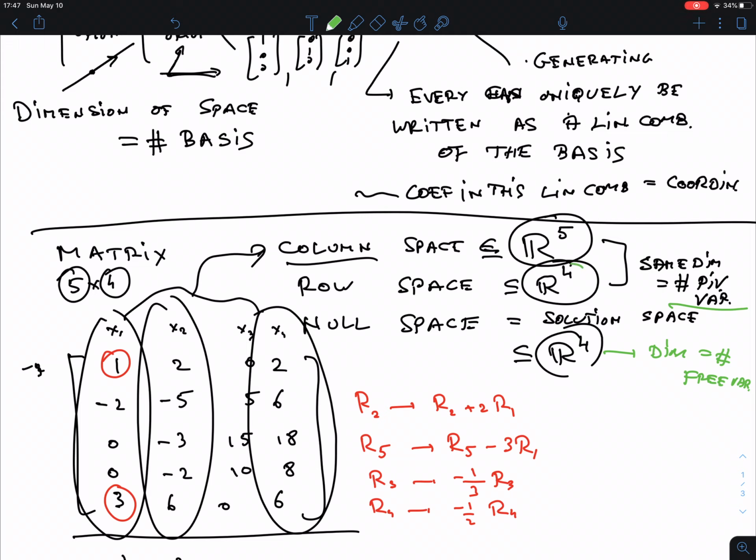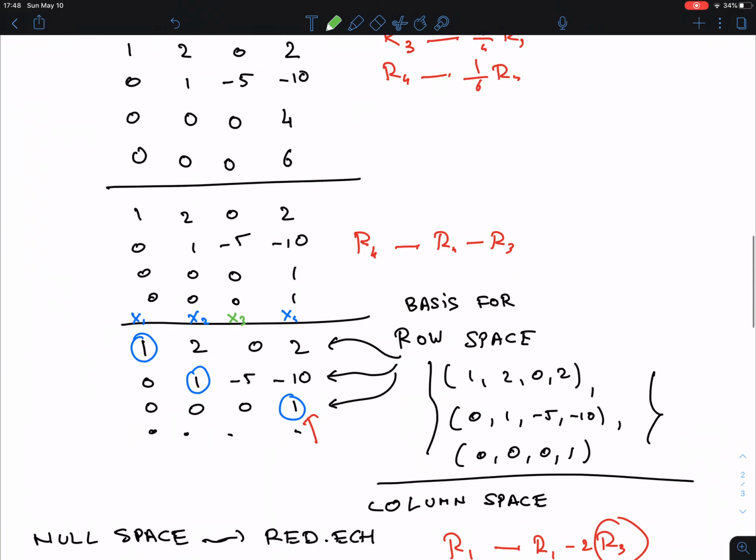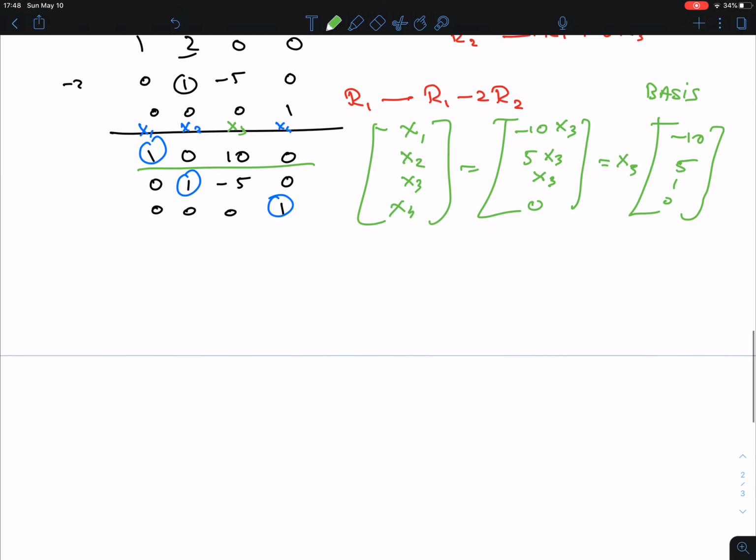4 being this 4, because we have 4 variables, right? How many variables are there? 4. That is this 4. It tells me the number of variables, and you're either pivot or free variables. So that's the general theory.